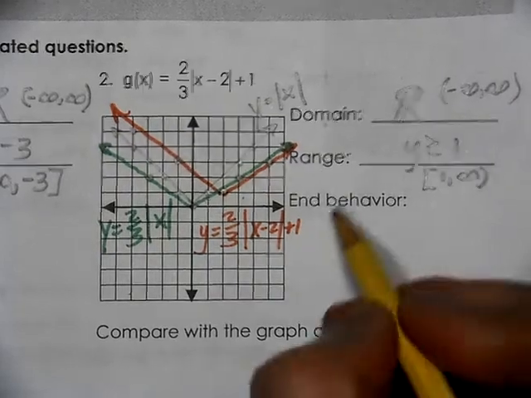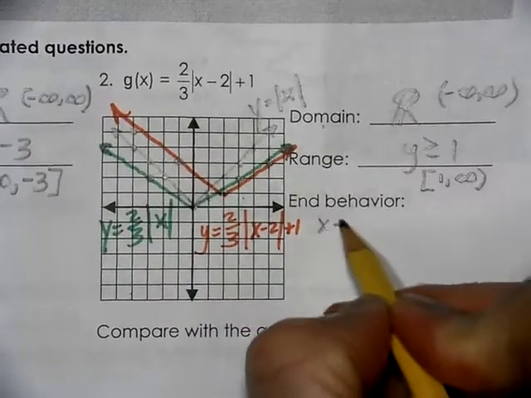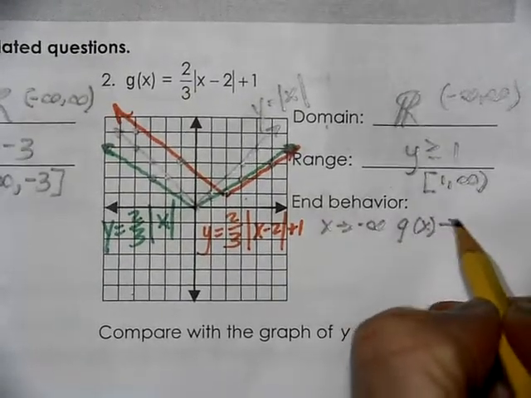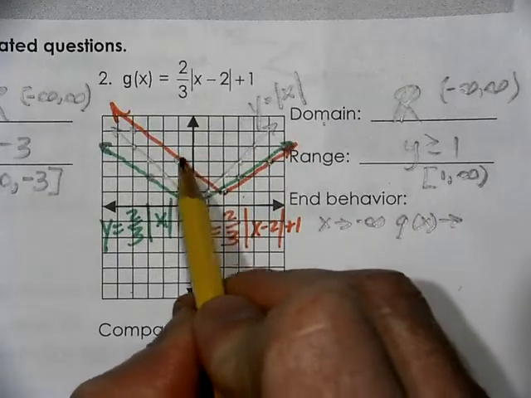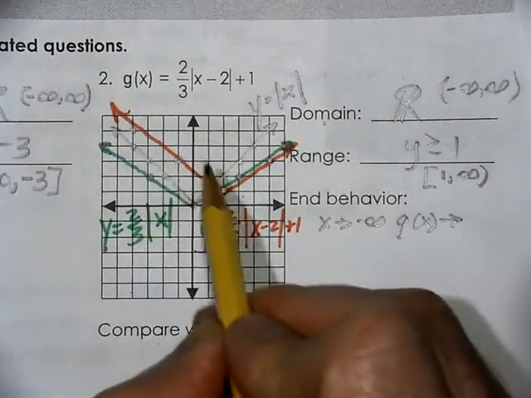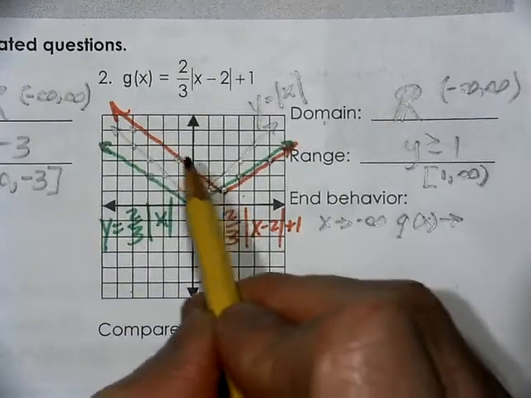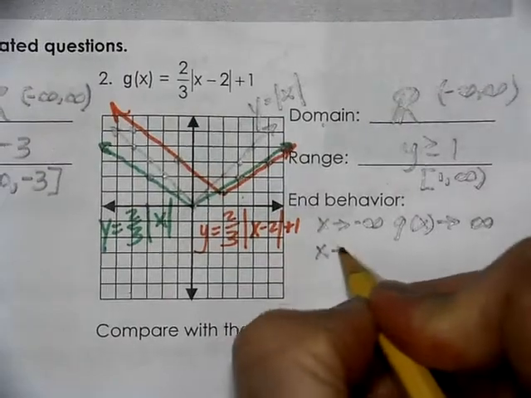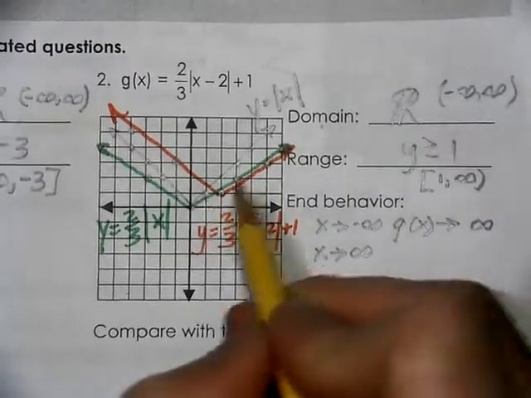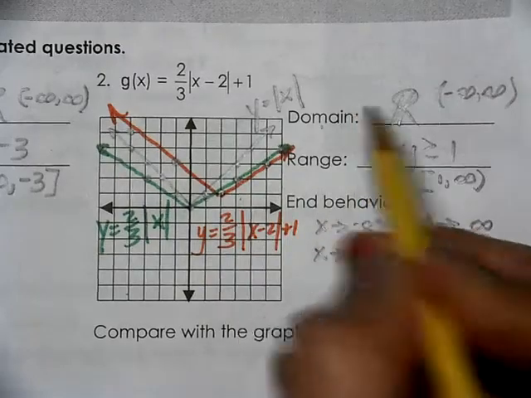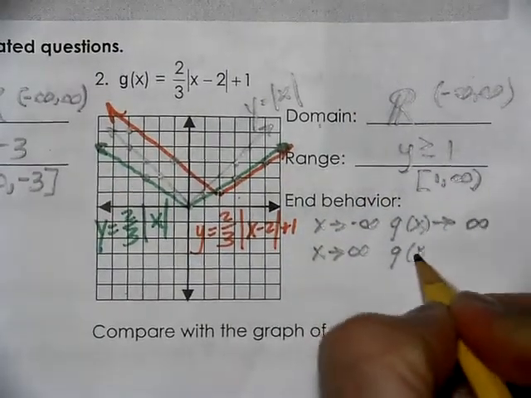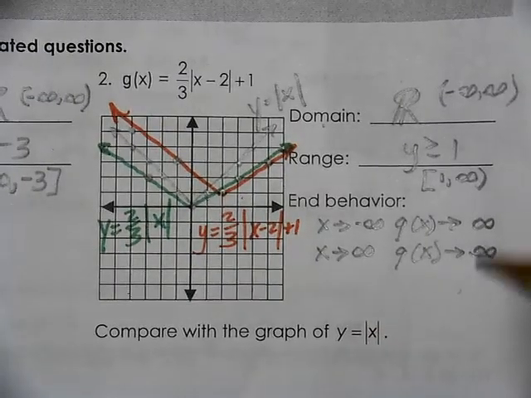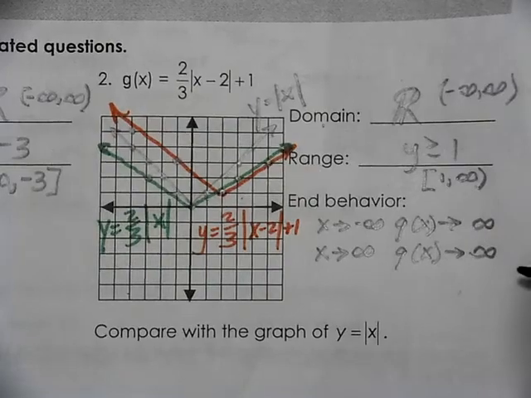The end behavior is when x approaches negative infinity, the function approaches, when we look to the left, the function is going up. When x approaches positive infinity, when we look to the right, the function goes up. Goes towards positive infinity. They're going to go in the same direction every time with an absolute value.